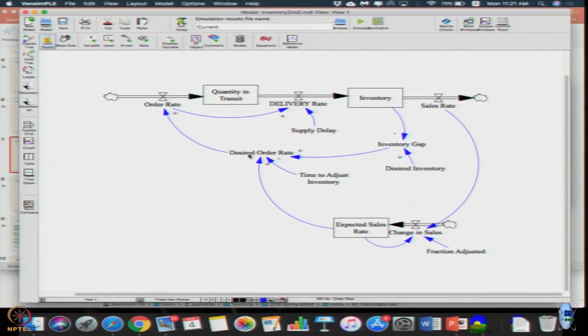We ordered something today, I know it is going to come after 2 days, but the next day immediately looked only at the inventory and at desired inventory. Oh, the gap is large. Okay, let me again order. And then let me again order. So, the result is that initial orders overshot more than what you actually need, because initially the gap will keep widening because it takes 2 days for it to come.